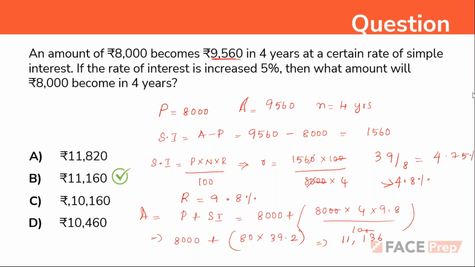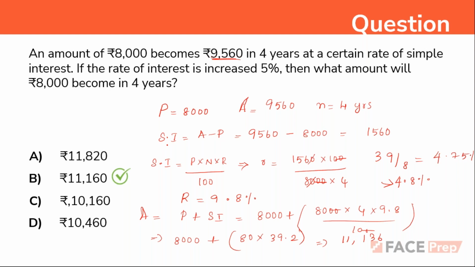See, R is the rate of interest, people. Yes, I'll explain again. Here, P is the principal amount, that is 8,000, and the amount is 9560. N is 4 years. I don't know the rate of interest, so I need to calculate it.